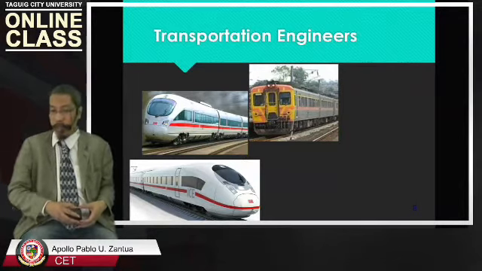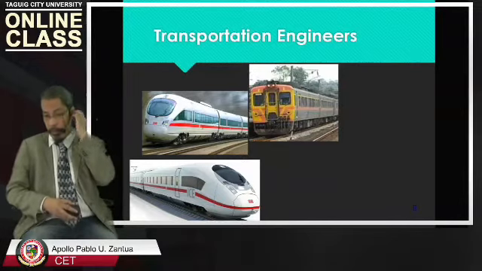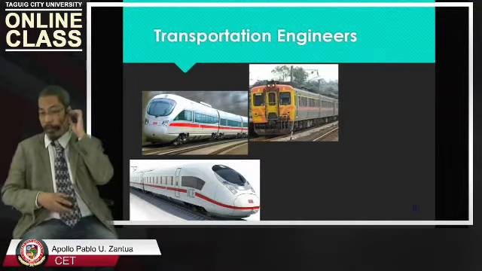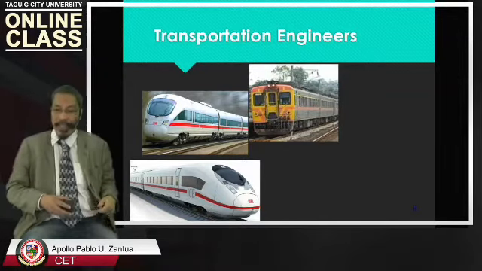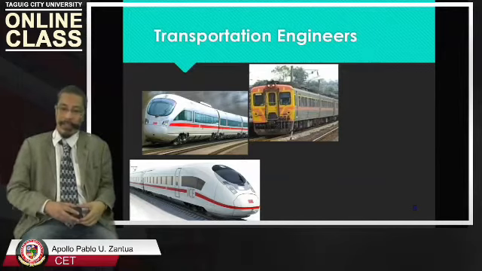So we do not have those in the Philippines. So we have those types in advanced and industrialized countries like Europe and Japan. We have those in Japan. We have those in China. We have those in Korea. Okay? And the number 1 and leading country pertaining to high-speed train is Japan.